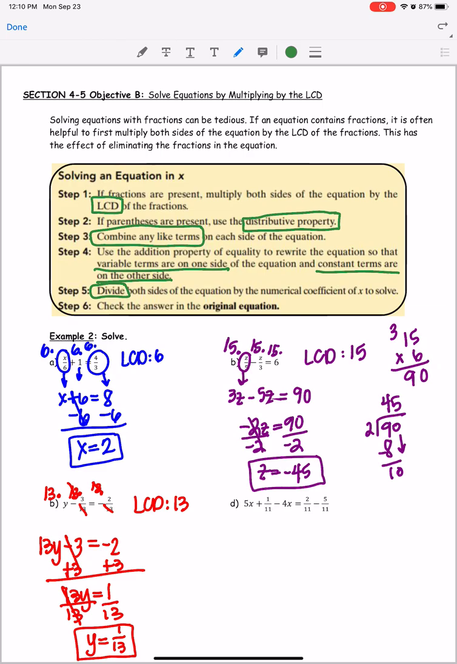Okay, so hopefully you paused that video. Let's get into this. First, you've got to find your LCD. This is one of those ones again. These all have the same number on the bottom, so that means that is your LCD. Multiply everything by that 11 though. So 11 times 5x is 55x.